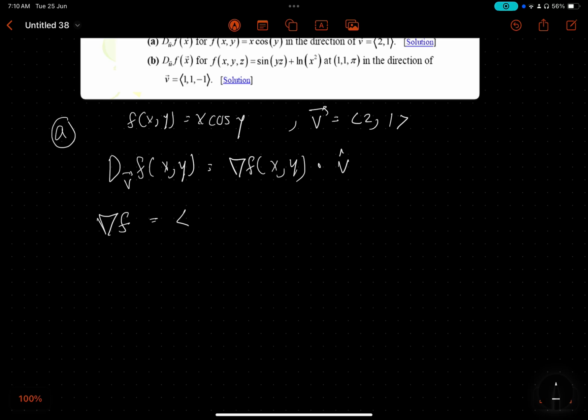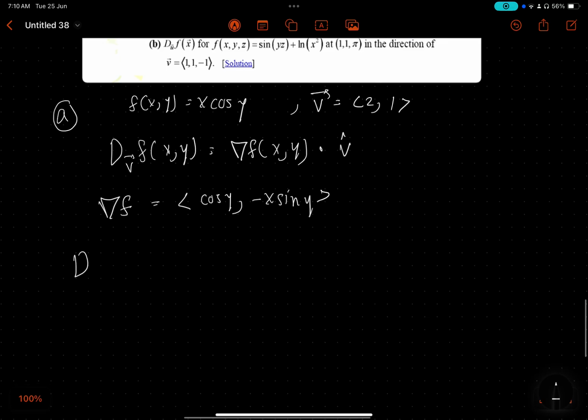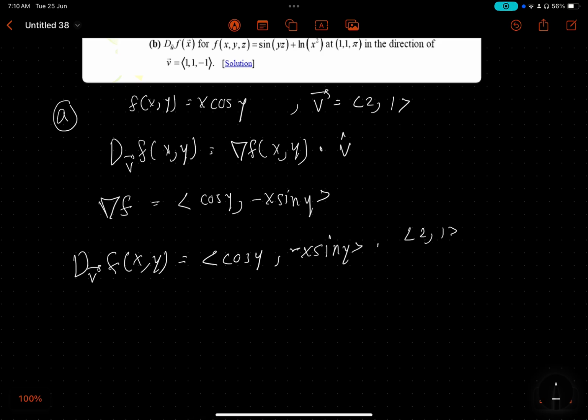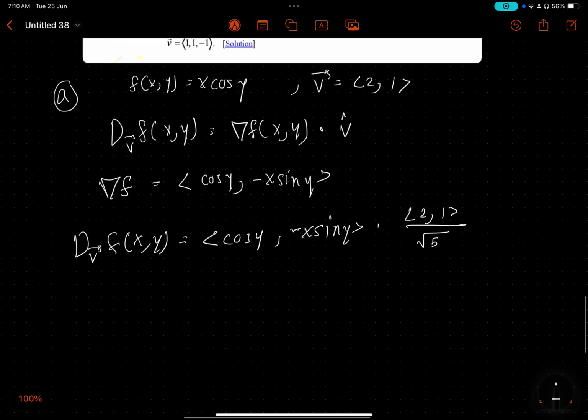Okay, let's find directly the f_x. f_x is just cosine y. f_y is minus x sine of y. D_v f of x, y equals cosine of y, minus x sine of y, you multiply it by 2, 1 over square root of 4 plus 1, so 2 squared plus 1 squared, over square root of 5. And this is the directional derivative.